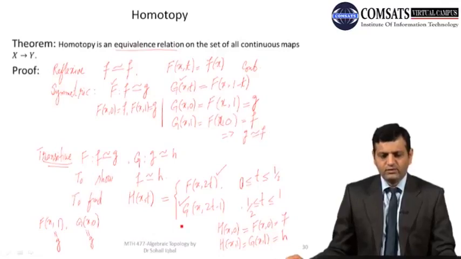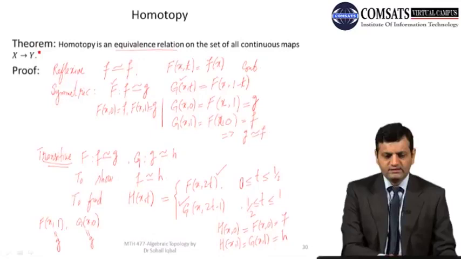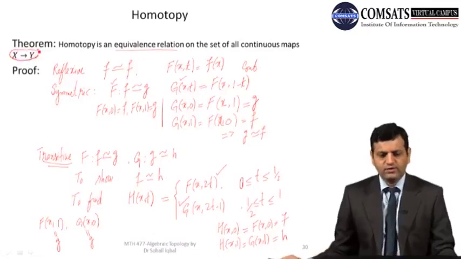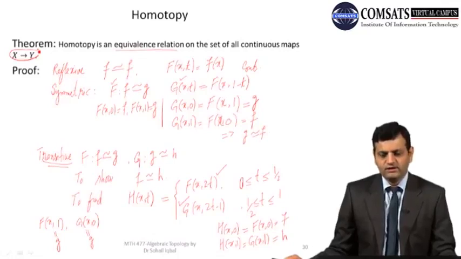So we can say that homotopy is an equivalence relation, which means that if we fix our spaces X and Y, then the set of all continuous functions from X to Y can be divided into classes. So what are the classes? Each class contains homotopy equivalent functions.